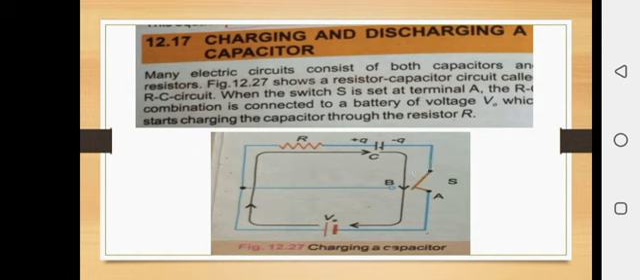In the start, the switch S is connected with the terminal A. When the switch S is set at terminal A, this RC circuit combination is connected to a battery of voltage V0, which starts charging the capacitor through the resistor R. So in simple words, when this S terminal is connected with the A terminal, this circuit behaves as charging a capacitor with the help of resistance R.